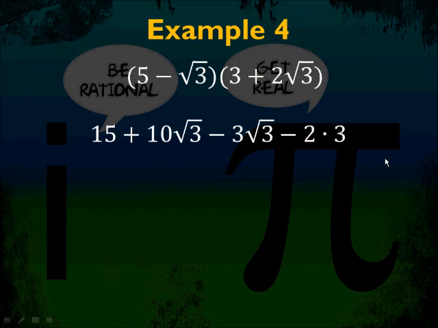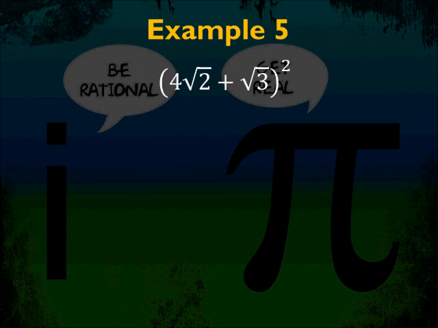Okay, so let's put that all together. You get 15 minus 6, which is 9. We can combine these two like terms, 10 root 3 minus 3 root 3, which gives us 7 root 3. So again, when you have two binomials with radicals, use FOIL just like you did when we had x's and y's to simplify the expression, and then combine like radicals and like terms.